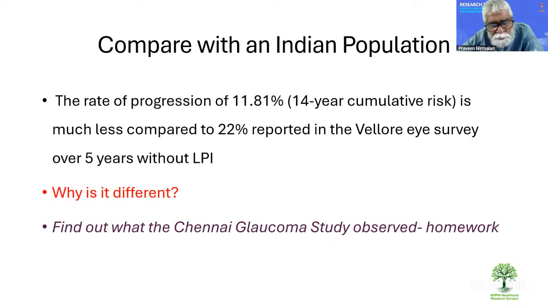So 11.81%, 22%. Now the thing you consider here is that Vellore is from near where we are. So how does it work in our population? The study is in China, 11.81%, and 22% was Vellore's rate of progression. So is it different? Can we take those results from China and apply them here? What are the differences there? Why is it different? And find out what the Chennai glaucoma study observed. That's another bit of homework.